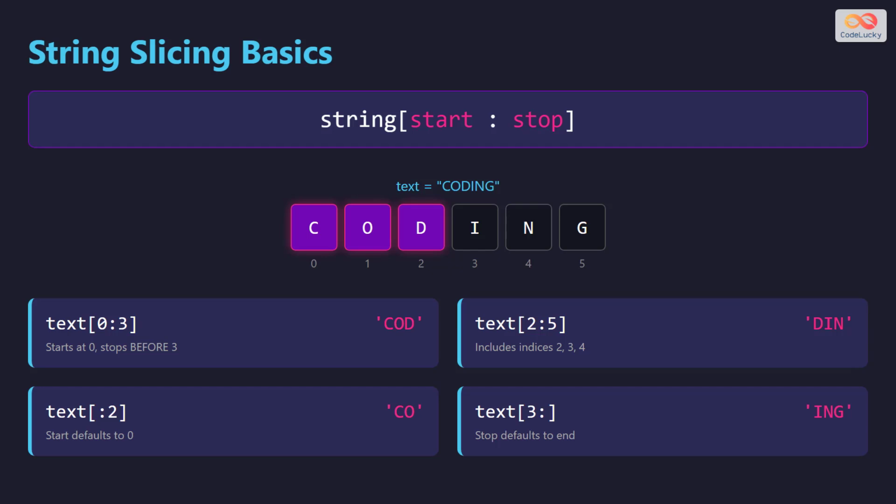Moving on to slicing. Slicing allows you to extract a substring or a chunk of text from the original string. The syntax is start:stop. It is very important to remember that the start index is included, but the stop index is excluded. So if you slice from 0 to 3, you get characters 0, 1, and 2, but not 3.